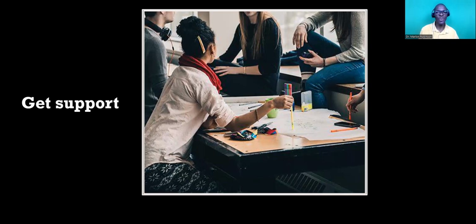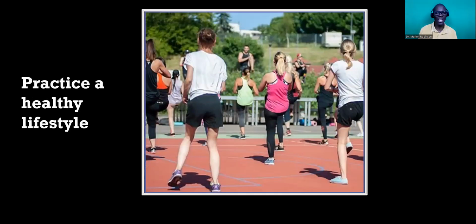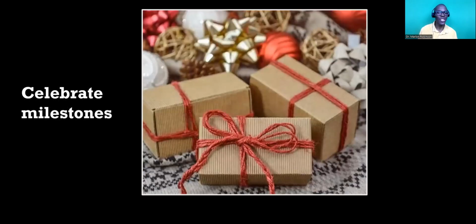But remember, you should get support from people who will help you on your road to recovery, who will help you to maintain a lifestyle of sobriety. Practice a healthy lifestyle, such as exercise, getting involved in a hobby, doing different things, eating well, fruits and vegetables, sunshine, fresh air, and those wonderful things. Practice a healthy lifestyle. Celebrate milestones.